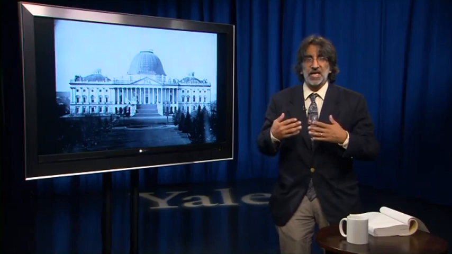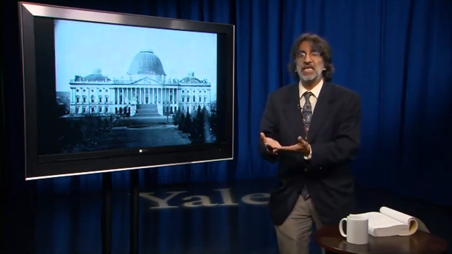Let's start with the word Congress. Why did they pick that word? Well, at one level, it's designed to ease people's minds. Oh, this is the same word that we've used for the preeminent body under the Articles of Confederation. The central organ of federal power under the Articles of Confederation was known as the Congress.